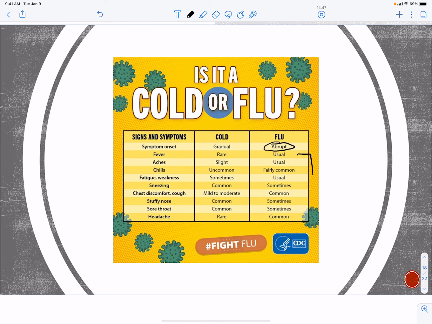So all of these here are very usual. And you can see on the other side for colds, those are all very uncommon. Sneezing is going to be common in colds. Chest discomfort and coughing are going to be common between both of those. And then your stuffy nose and sore throat are going to be more cold symptoms, whereas headaches are going to be more with flu-like symptoms. And so, again, one of the big key takeaways is your symptoms are typically mild in a cold and gradual, so they don't come all at once. Whereas with flu, they're really abrupt, and they're typically a bit more aggressive with respect to the symptoms.